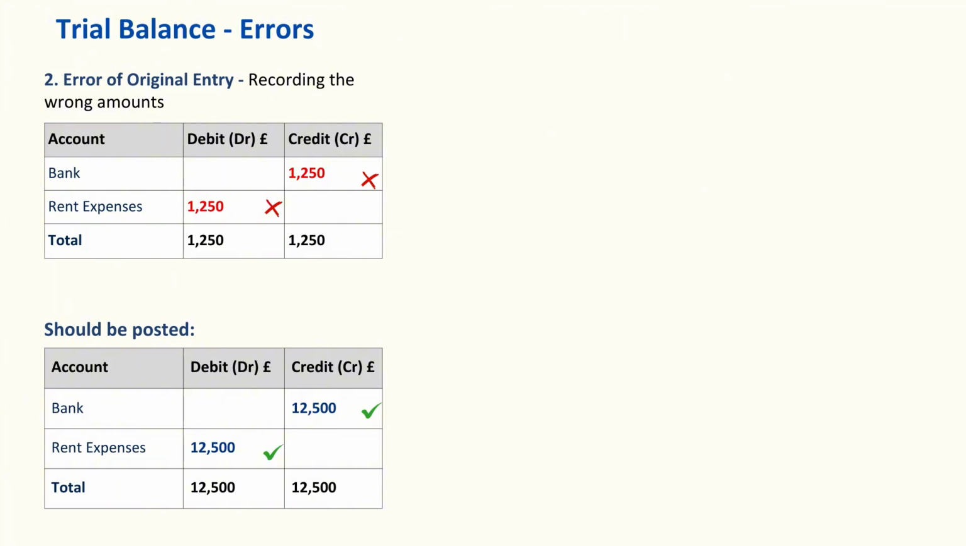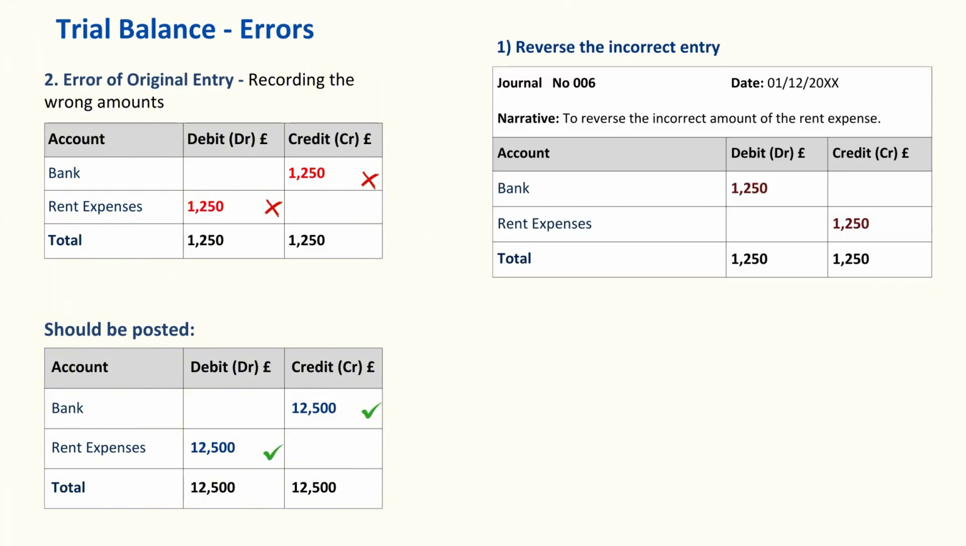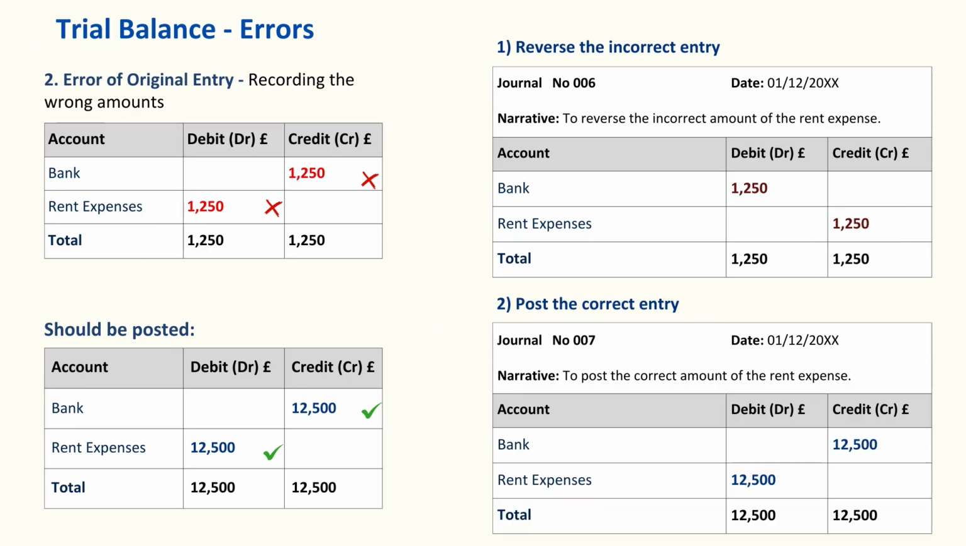For an example, the business was meant to record £12,500, but the amount was mistakenly recorded as £1,250. The transaction is still between the correct accounts, but the value is wrong. Corrections follow a very logical process. Step 1. Reverse the incorrect entry. We post the opposite. Debit bank £1,250 and credit rent expenses £1,250.